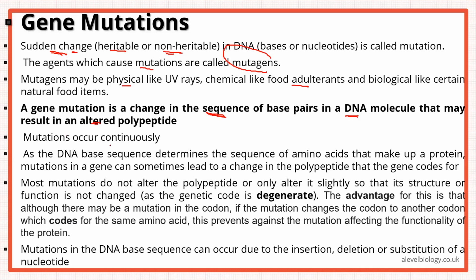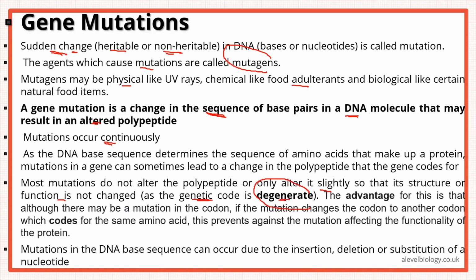So mutations actually occur continuously. But the DNA base sequence determines the sequence of amino acids that make up the protein. Mutations in the gene can sometimes lead to a change in the polypeptide that the gene codes for. But most of the mutations would not alter the polypeptide at all, or even if they do alter it, it would be so slight that the structure of the protein would not change, or the function would not change, because the genetic code is degenerate.